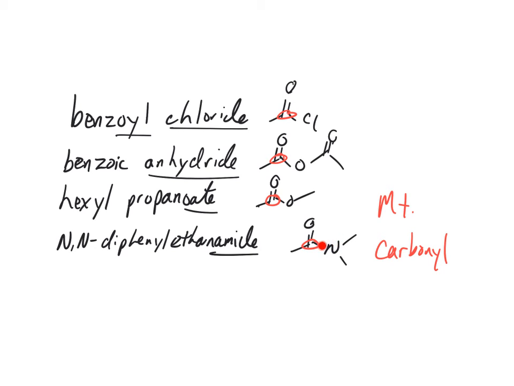Also, this nitrogen donates more electrons, so that makes this carbon less reactive, because a nitrogen is more likely to do resonance because of electronegativity as well. So you can get to this idea about Mount Carbonyl.